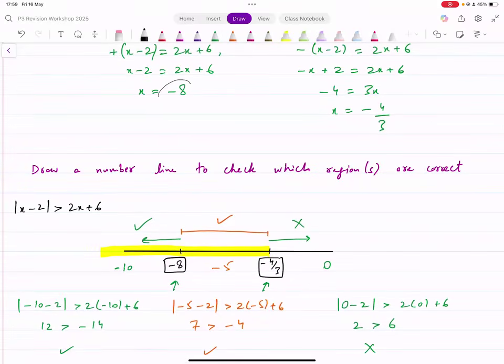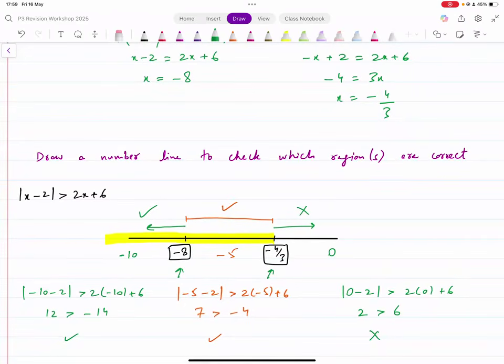So one point is -8 and the other point is -4/3. What we do is we mark those points on the number line. -8 is the smaller number, so we write that on the left side here. -4/3 is the bigger number, we write that on the right side here. And then these 2 points divide your number line into 3 different regions. One to the left of -8, one between -8 and -4/3, and another on the right of -4/3, right? These are the 3 different regions that you're getting from this.